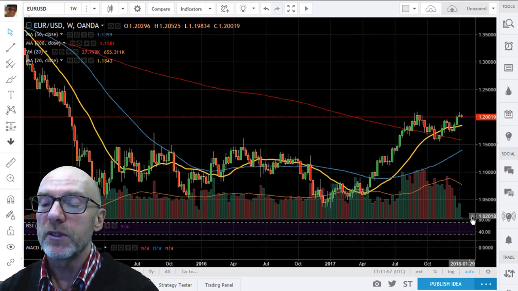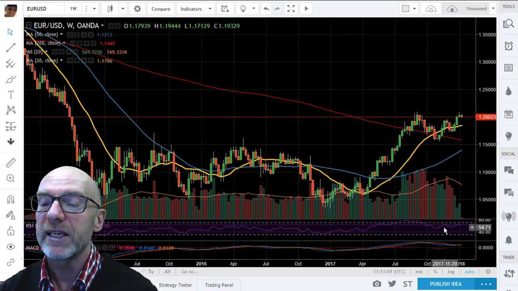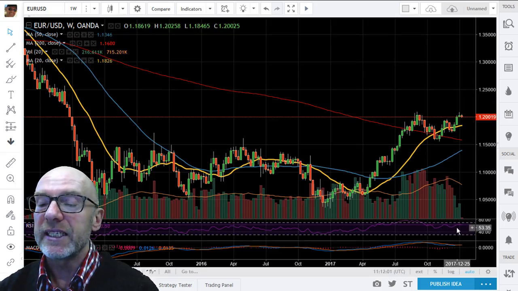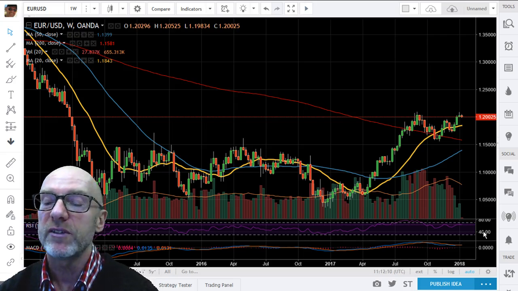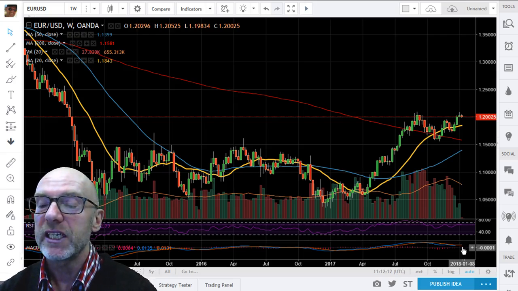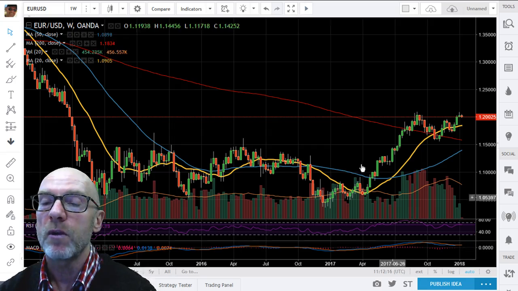Momentum has slightly declined. We're in a shallow downtrend on the RSI, but it's still showing positive momentum, presently at 62.76. MACD are tracking downwards, but they're just flatlining at the moment and are above zero.